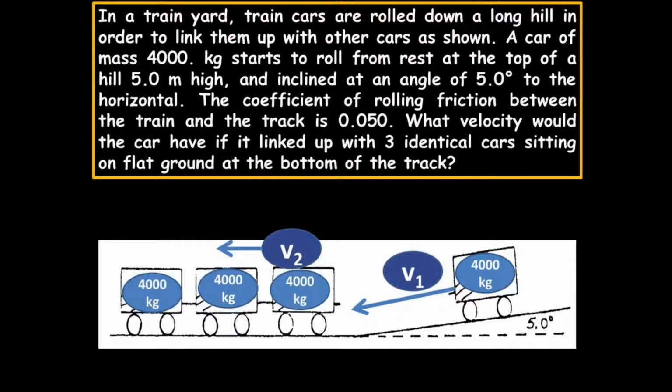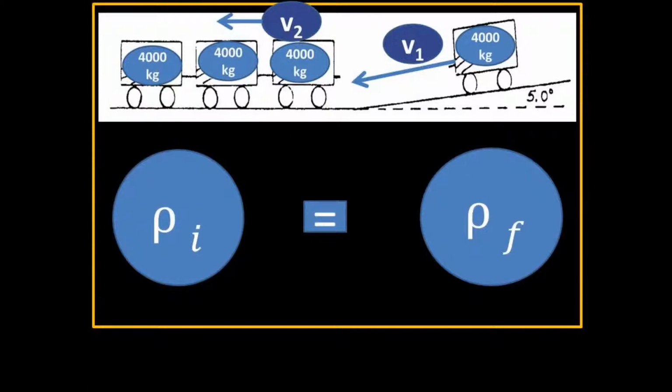The coefficient of rolling friction, or the coefficient of kinetic friction, same thing, between the train and the track is 0.05. What velocity would the car have if it linked up with three identical cars sitting on flat ground at the bottom of the track? The initial momentum will equal the final momentum.